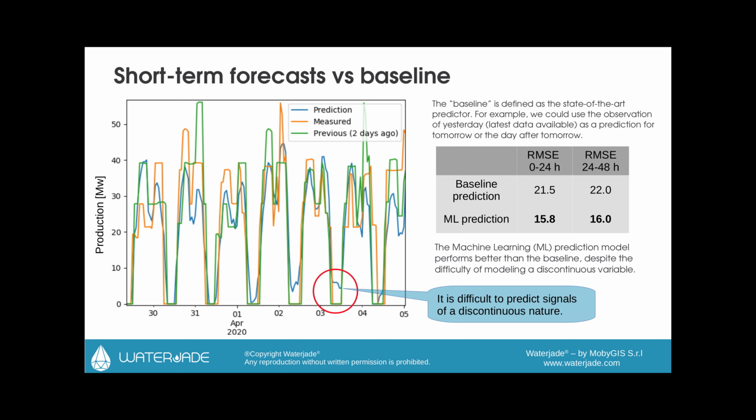As a metric for comparing, we use the root mean square error. In this case, you can see that the machine learning, or the hybrid algorithm, is providing a decreased error compared with the baseline prediction, so the prediction of the previous 2 days. For instance, for the first 24 hours, the error decreases from 21 to 15.8.